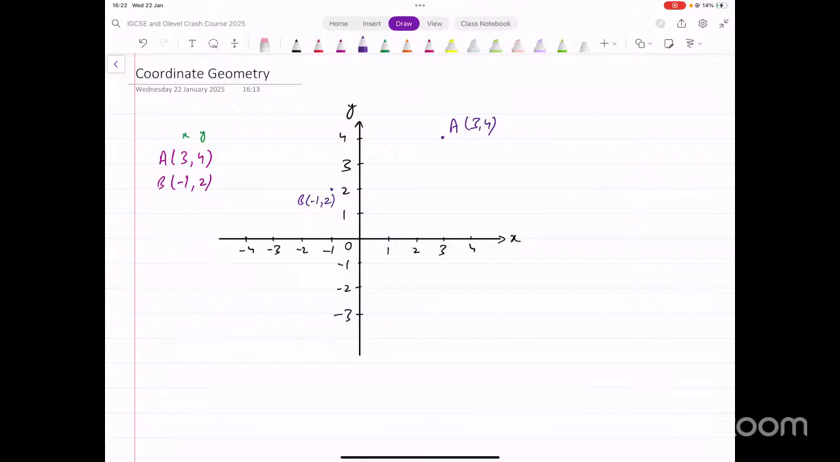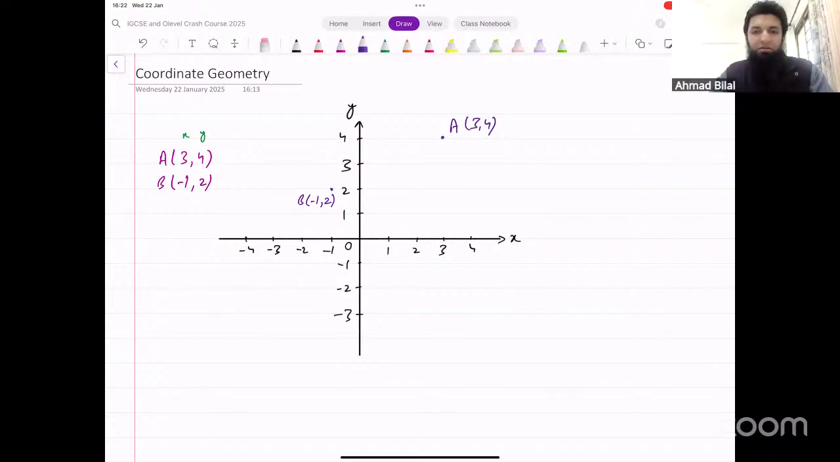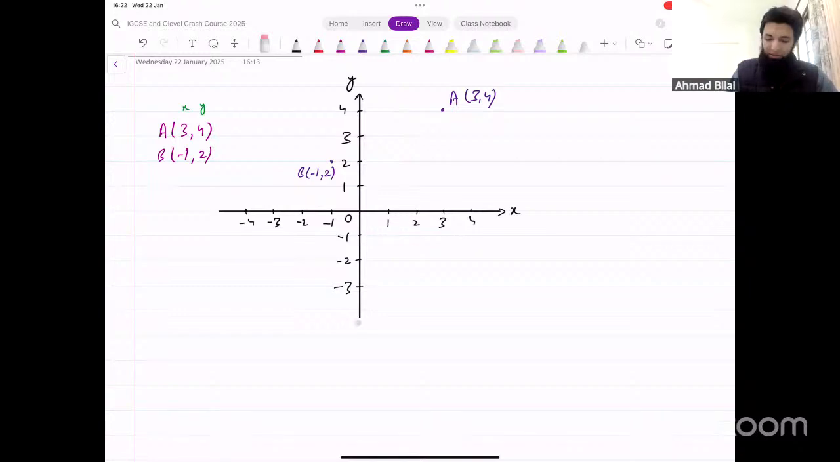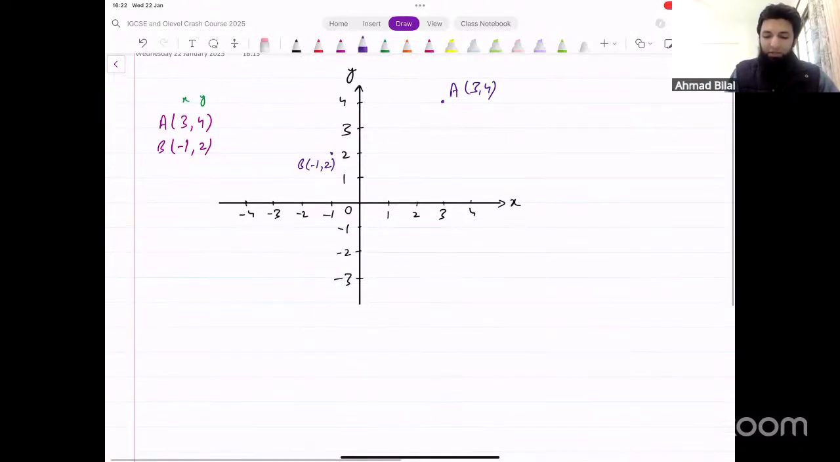Okay, so you should be able to mark points like this on an XY plane. Now, using these points, there are a few calculations that you need to be able to do. For instance, you should be able to find distance between 2 points. You should be able to find midpoints of 2 points. You should be able to find equations of lines joining 2 points. So calculations like these, you should be able to do. Now, first of all, let's start with the distance formula, distance between 2 points.